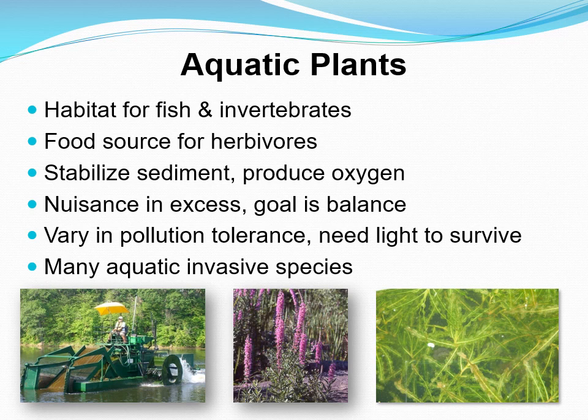They can be a nuisance in excess, and that's a big thing that we have to manage, as public expectation in plant growth in Egan. The goal is to have some sort of balance. And then different plants require different levels of cleanliness in the water. Some plants only grow in super clean lakes. Some plants can grow pretty much anywhere, but all plants need light to survive.